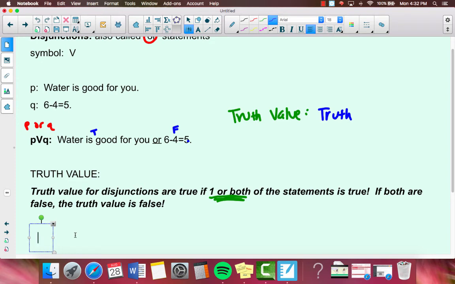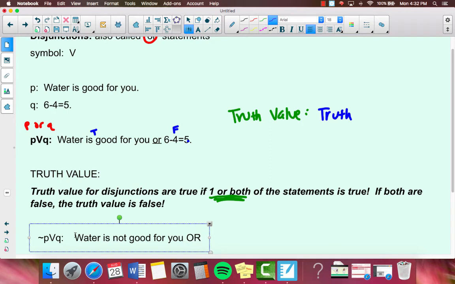Maybe I said that my statement was not P or Q. Remember, not P means we negate. So we'd say water is not good for you, or 6 minus 4 equals 5. Well here, the statement says water is not good for you. Well, we know water is, so that would be a false statement. And we also know that 6 minus 4 does not equal 5, so this would also be a false statement.